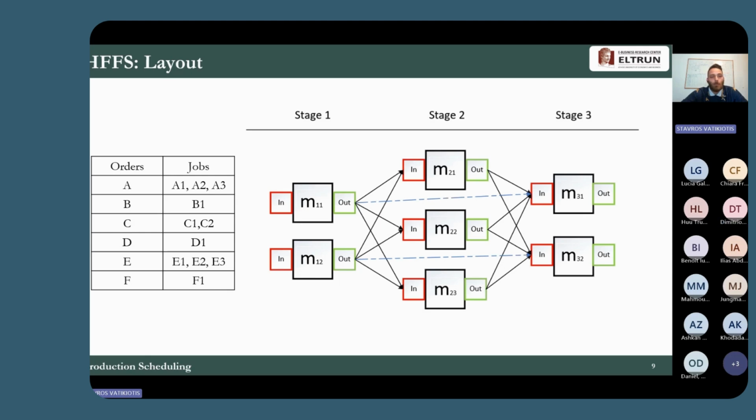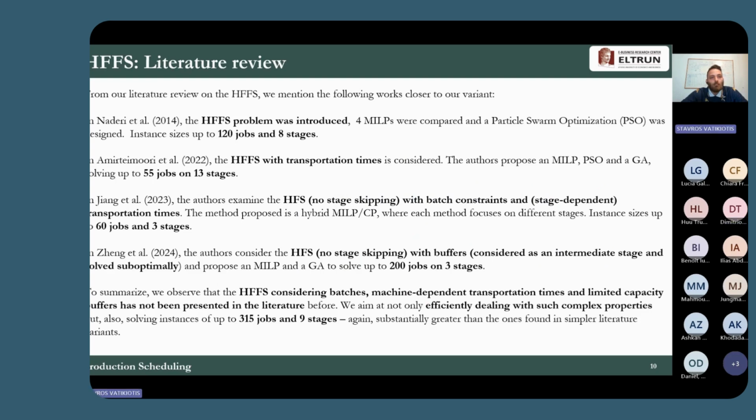This is a more visual example regarding the problem. On the left, we see the table with orders associated to the jobs. And on the right-hand side, we see how the layout of the problem looks. And for example, we may see that we may move from stage 1 directly to stage 3 without going through stage 2.